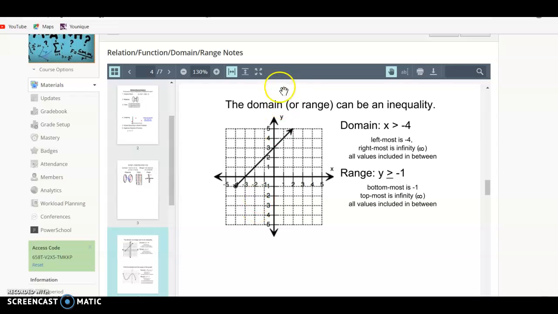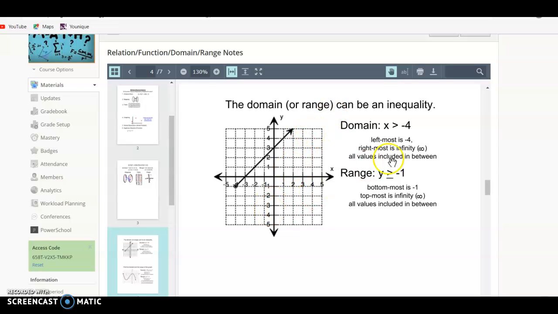So a domain or range can be an inequality, which means it just includes every x value that's greater than or less than, or every y value that's greater than or less than a specific number. So for this example, if you look at your domain, which is on the x-axis, you're going to read from left to right. What is the leftmost number that this line includes? -4. What is the rightmost number that this line includes? Well, it goes to infinity because it's a line. It's going to go all the way up.